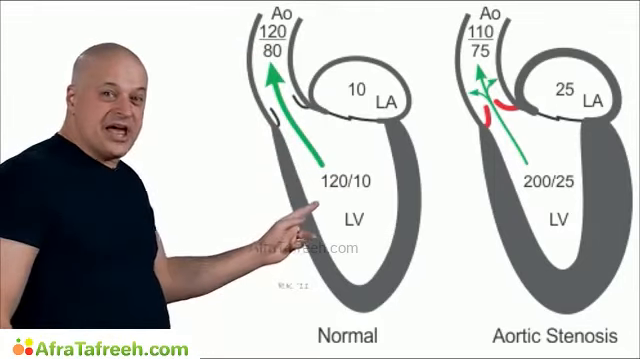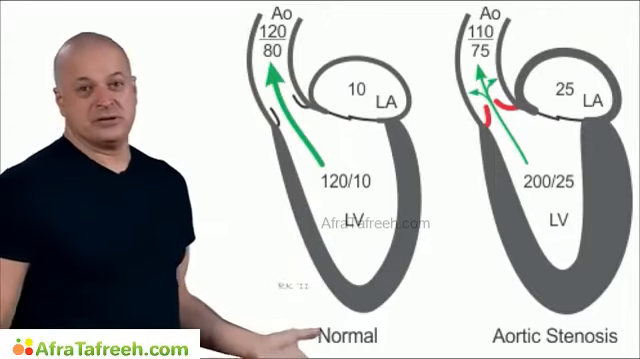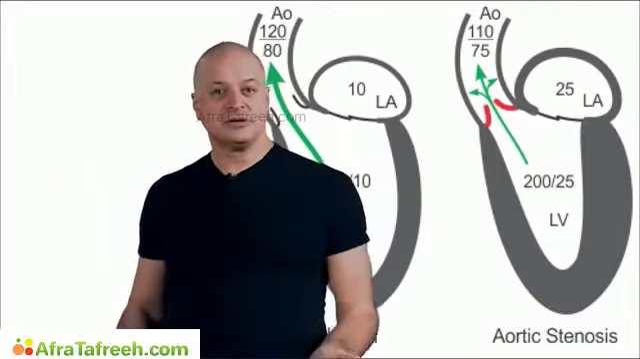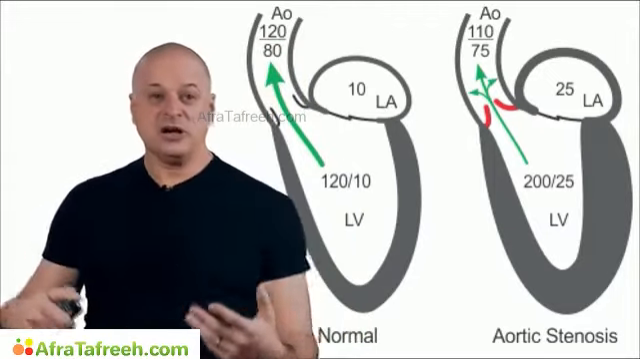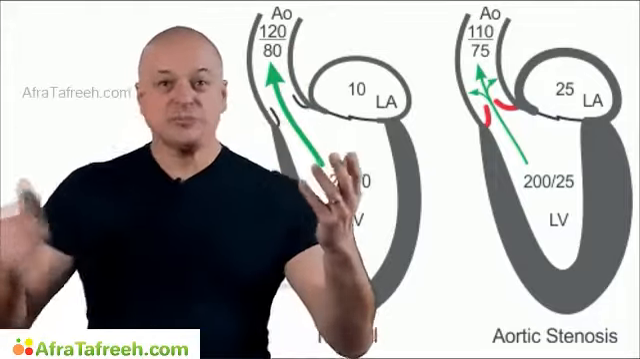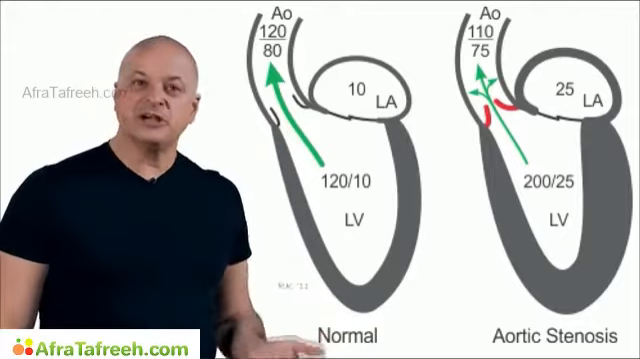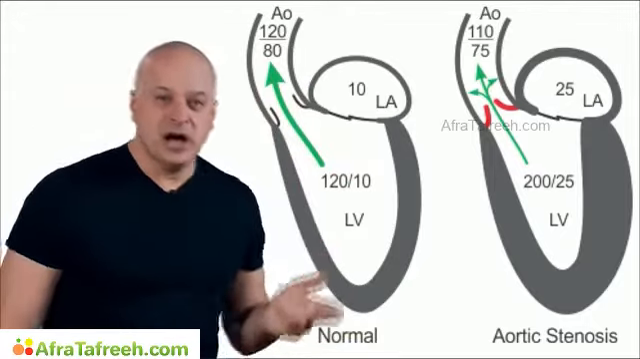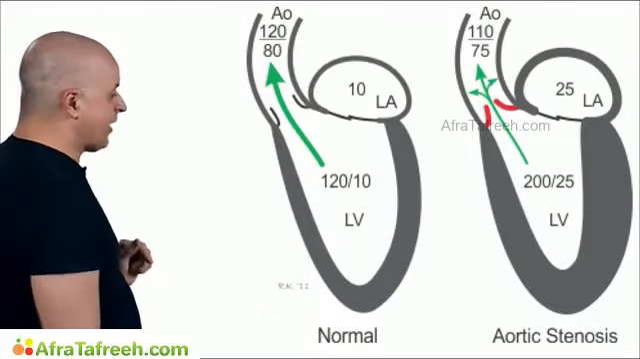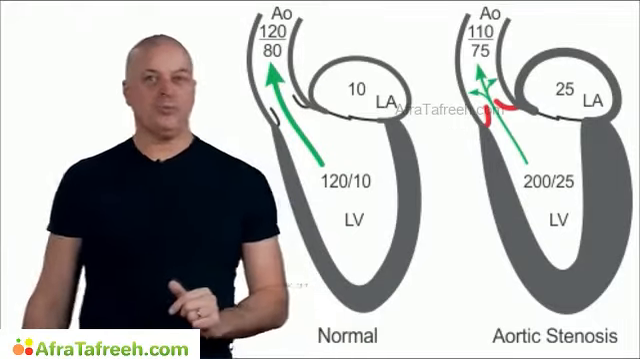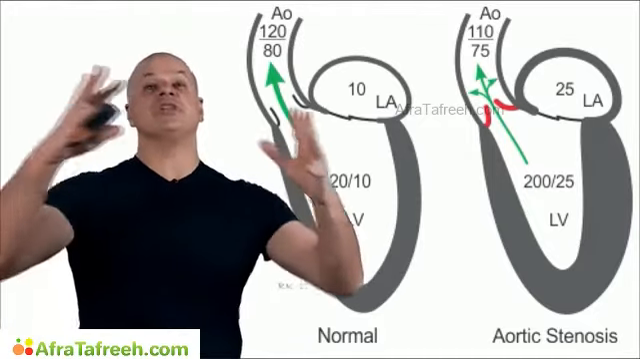Well, there's a reason for that. The systolic pressure in the ventricle and the aorta should be the same, because there should be no barrier to the flow of blood up into the aorta, because it should be fully open.